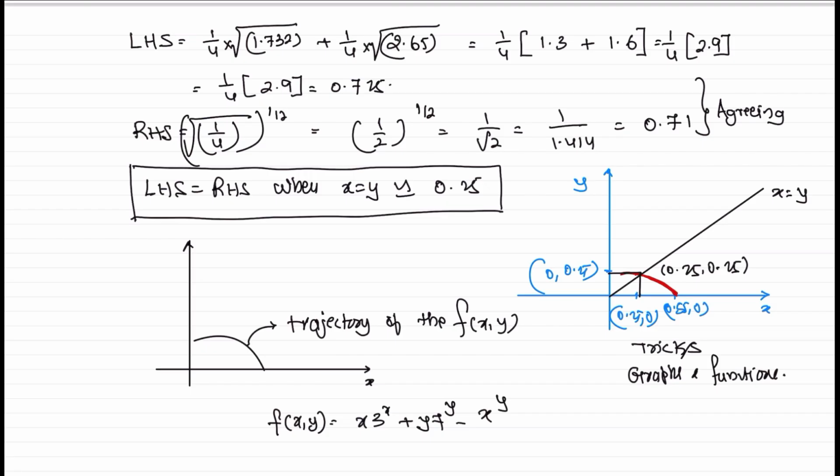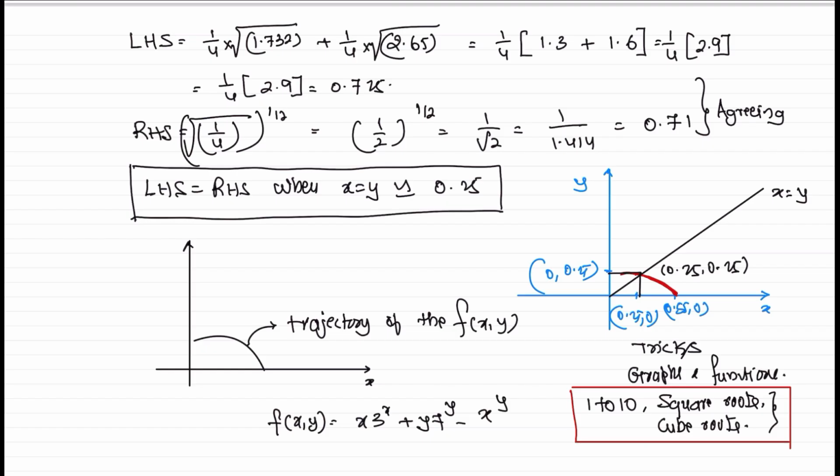Now, please try to remember at least for 1 to 10 square roots, cube roots. Please try to remember them. They will be handy and useful to you even though calculator is not with you. Like square root of 2 is 1.414, square root of 3 is 1.732, square root of 7 is 2.65. These things you please try to remember them.